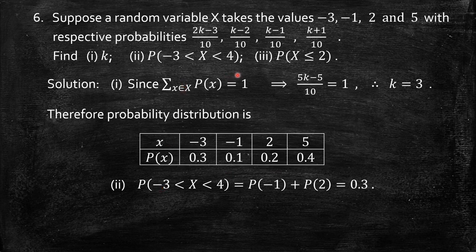Now we can go for number 2, number 3. That is the probability of -3 less than x less than 4, which means here excluding -3, and 4 is not there. So that means in between these two, that is -1 and 2, the probability of -1 plus the probability of 2, that is 0.3. Probability of x less than or equal to 2. Here, we can go two ways. Either you can add up to this, or it is the complement of x greater than 2. But for greater than 2, the available value is only 5. So that is 1 minus the probability of 5, that is 1 minus 0.4. Both ways we get the same answer, that is 0.6.